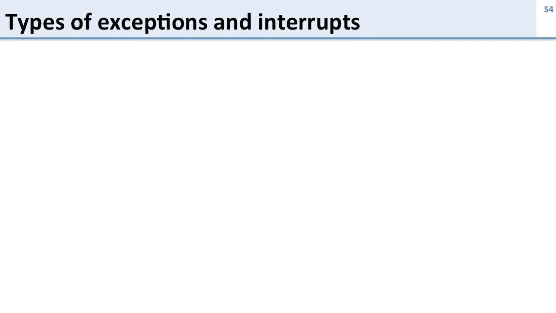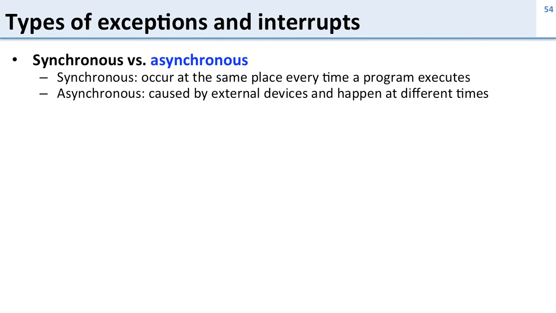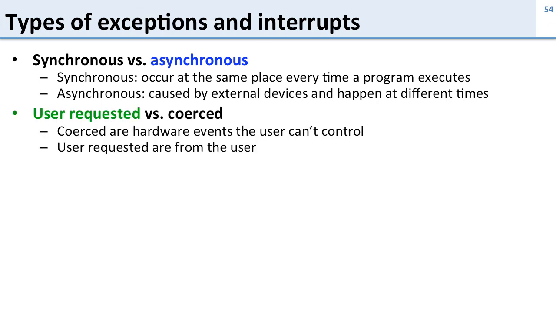So let's take a look at some types of exceptions and interrupts. So you can have synchronous and asynchronous exceptions and interrupts. Synchronous ones are ones that happen at the same instruction all the time. Asynchronous ones are caused by external devices and happen at different times. So if you have an instruction that's always causing a divide by 0, that would be a synchronous exception. You can have user-requested versus coerced exceptions and interrupts. Coerced ones are coming from the hardware, and user-requested ones are when the user requests something. So for example, interacting with the operating system.